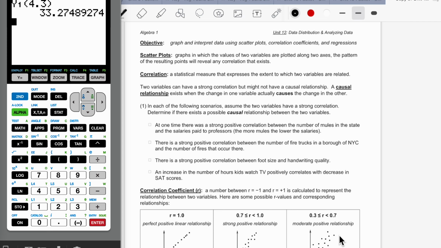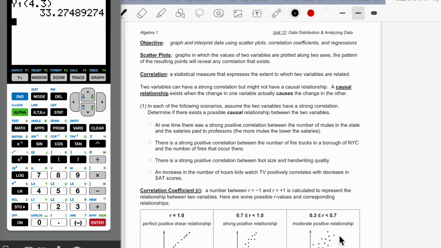So, scatter plots, correlation, causal relationships. Scatter plots are just plots of two variables, one variable against another. We've been doing that all year long, we just never called it a scatter plot. Whenever you plot an ordered pair, like 1, 2, that's a point. Now, we've been creating functions out of those, but if you just plot them as scattered points, that would be a scatter plot.